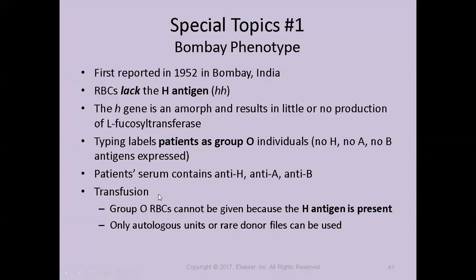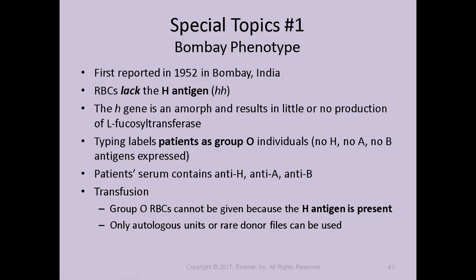So what's going to happen if we tried to give these Bombay phenotype group O? Their anti-H is going to attack the H on these O red blood cells, and they're going to have a transfusion reaction. Okay? So when they are in need of transfusion, it could only be autologous, meaning a unit from themselves that's been stored, or rare donor files. Okay, and so if these families or groups of people are identified, they may actually have them come into a donor center and donate a unit of blood.